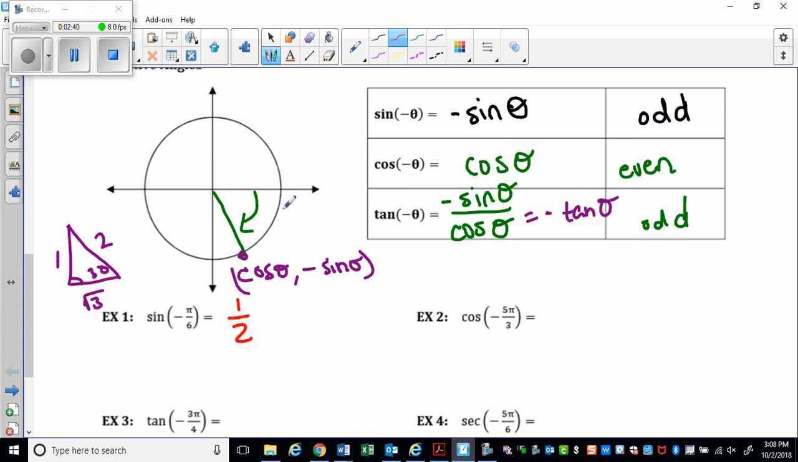But at negative pi over 6, we're going this way. Sine in this fourth quadrant is negative. So this is going to be negative 1/2.